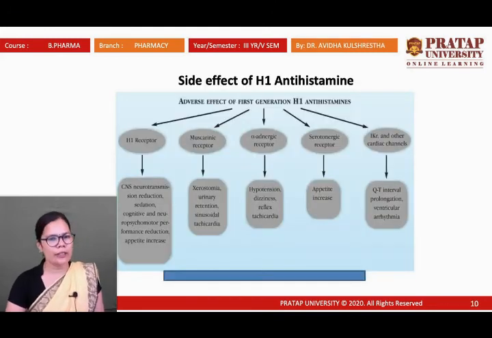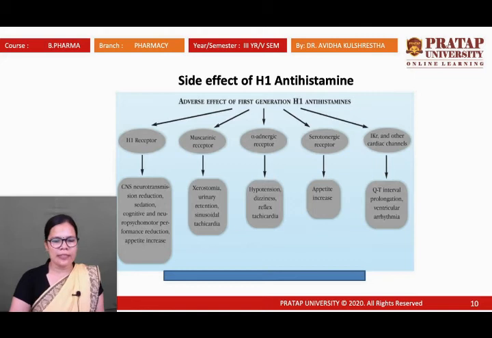These antihistamines are quite non-selective by nature, and this is the only reason, because they block the activity of the H1 receptor as well as the muscarinic receptor, the alpha adrenergic receptor, the serotonergic receptors, and the cardiac channels also. Some side effects generated by H1 antihistamines are like this. They suppress CNS activity, which creates a kind of sedation or neurological disorders also.